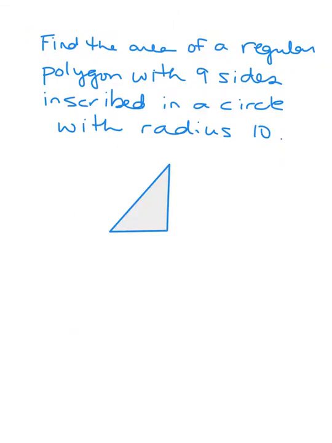Our next problem says find the area of a regular polygon with 9 sides inscribed in a circle with a radius of 10. So if I extend this just as a visual to remember that that's my central angle right there. So the first thing I have to do is figure out what the measure of that central angle is. So I have 360 divided by 9, so each central angle is 40. But remember, I have to divide that in 2. So what that means is this central angle right here is going to be 20.